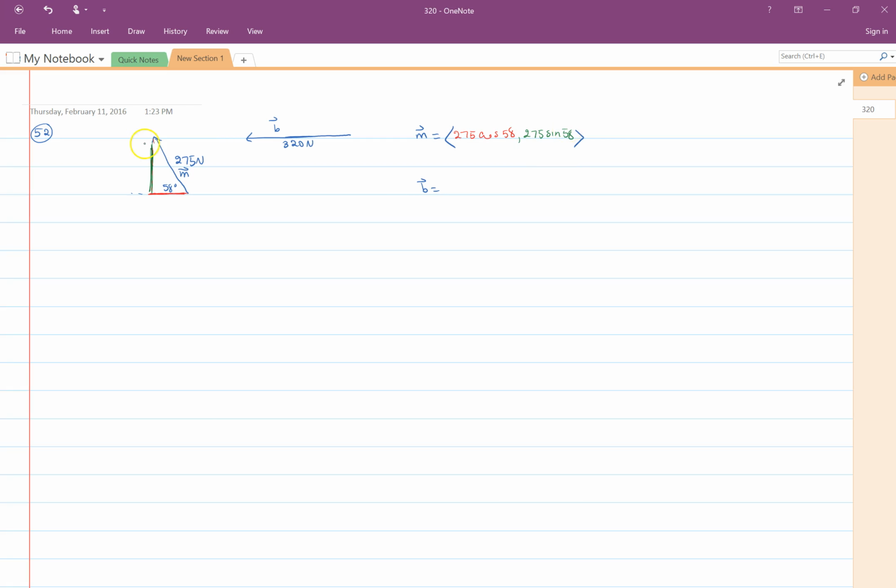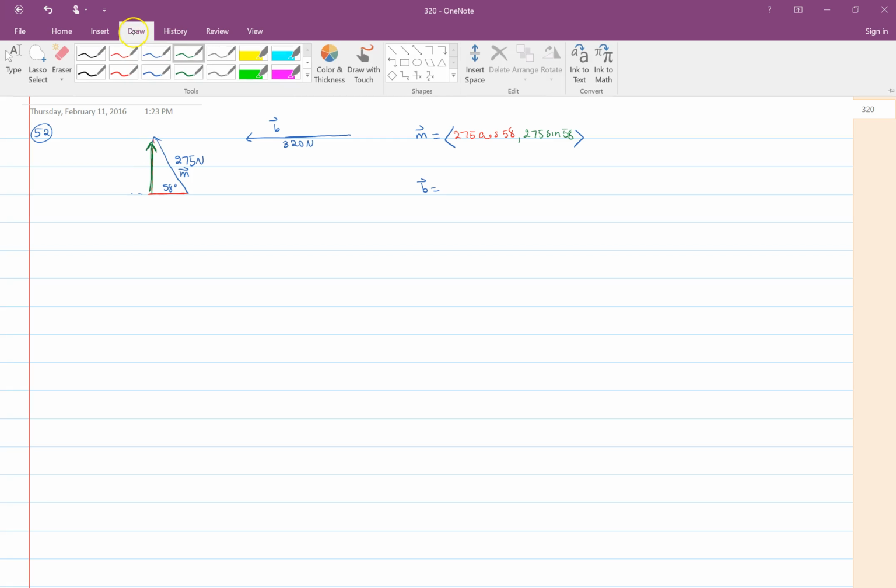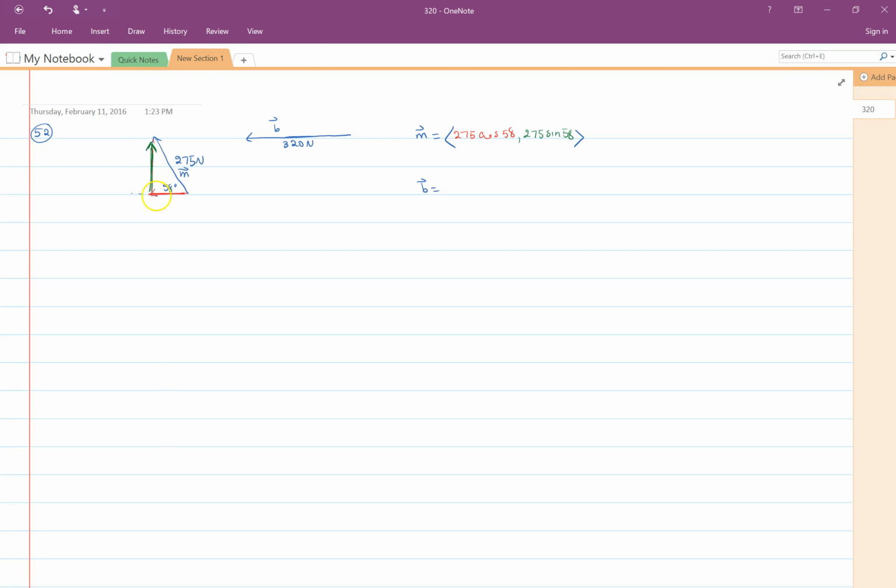Now, direction. The Y component is pointing up, so it's positive. The X component is pointing to the left, right? So it's negative. Because how do you get from the first to the end point? You have to go left a little bit. So this is negative. So that's the vector M in component form.